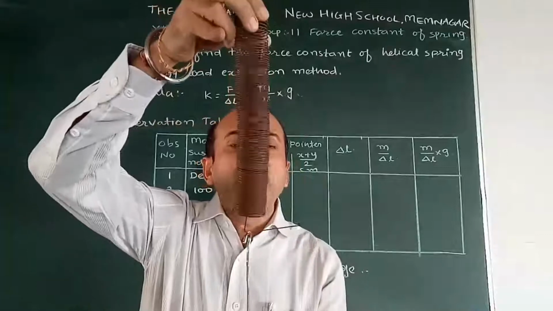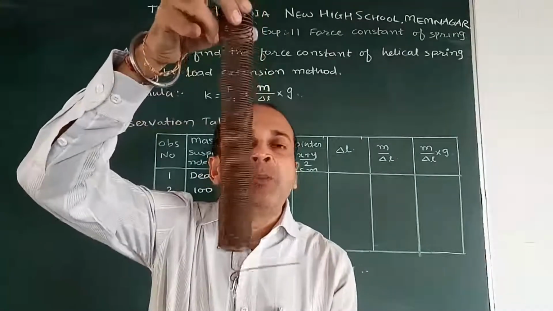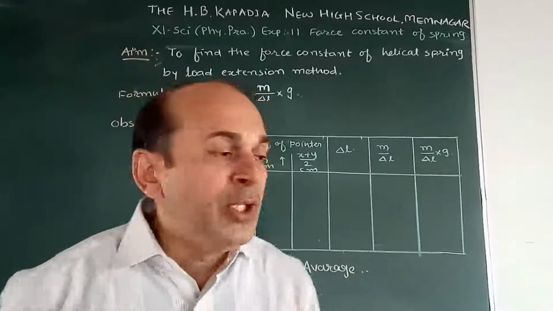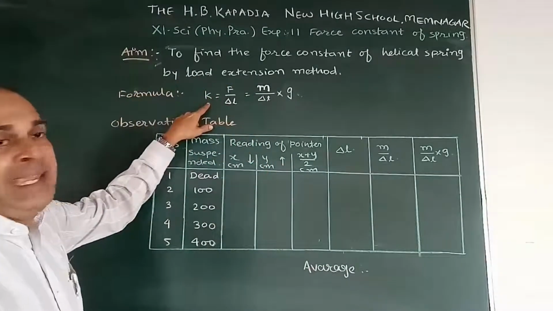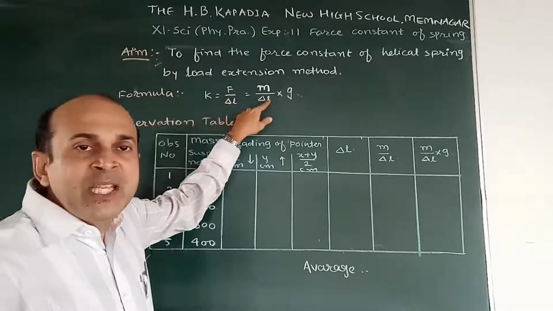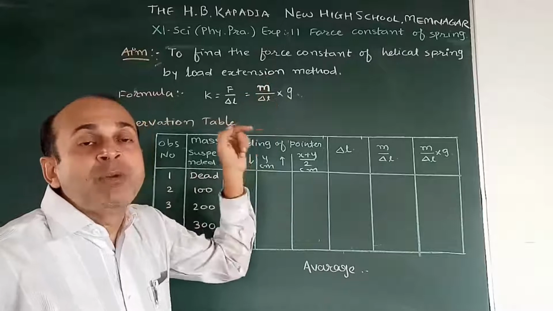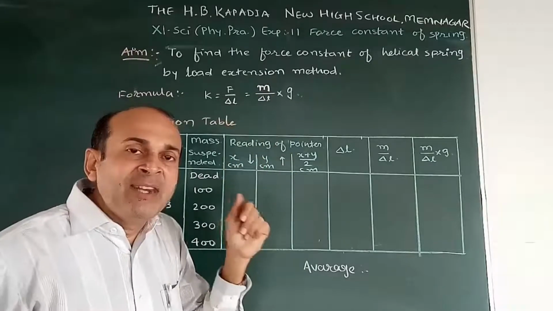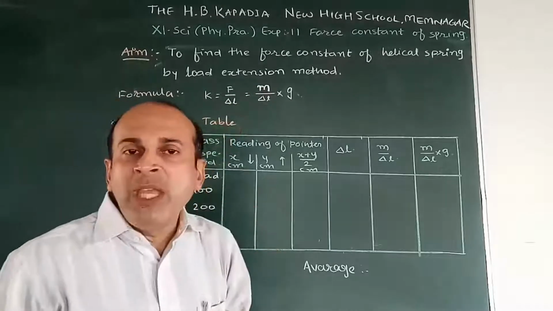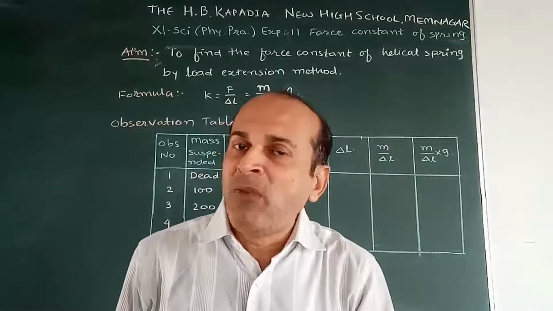That means as you increase the force, the length of the spring will increase, so it is called the load extension method. So here the formula is that K is equal to F by delta L. F, that is the force, is equal to mg. Here g is the gravitational acceleration. So mass upon delta L, as you increase the mass, the length of the spring will increase.